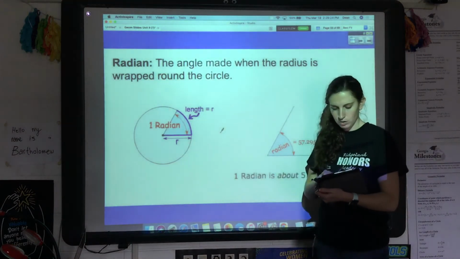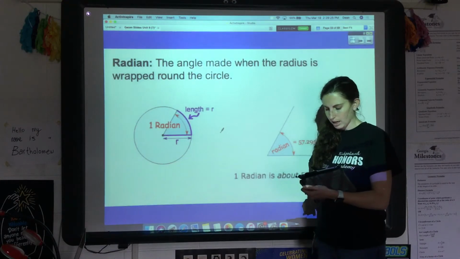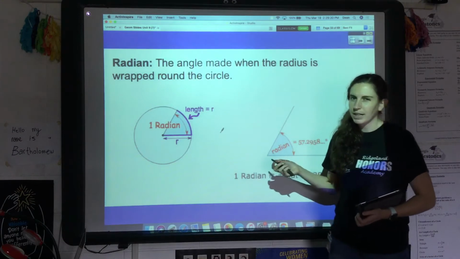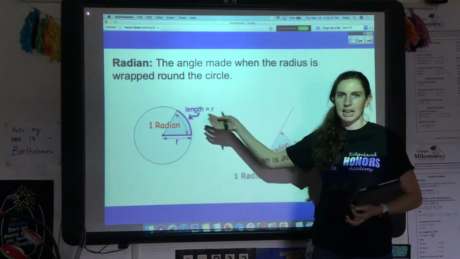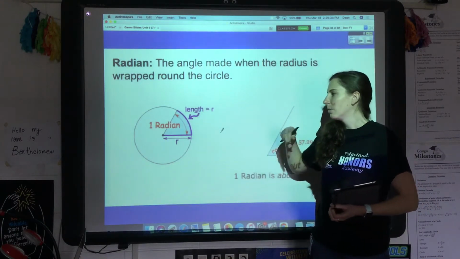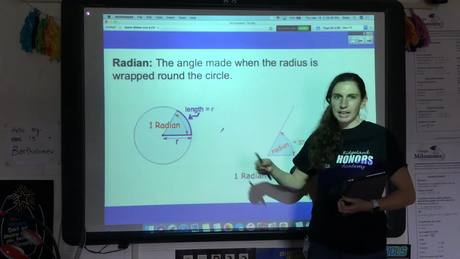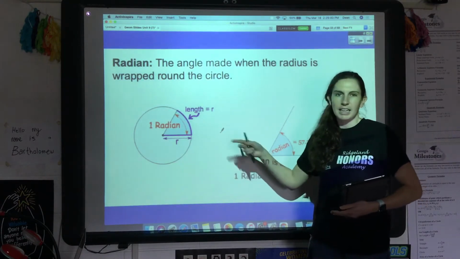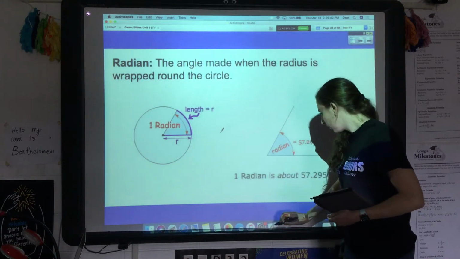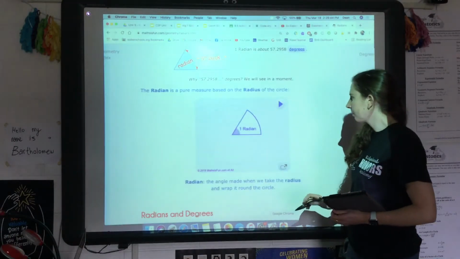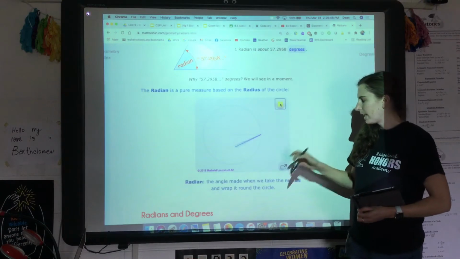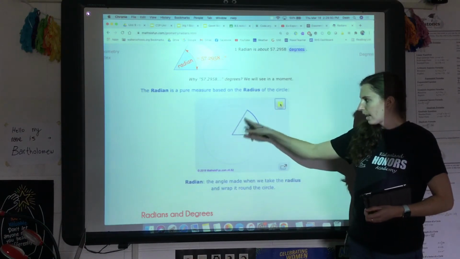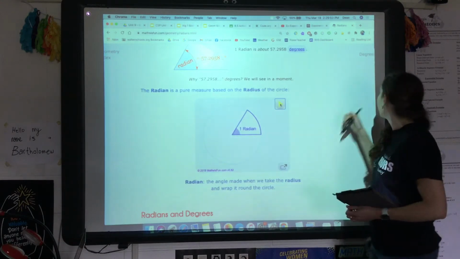So just to be clear here, you can use either. It's like measuring with the metric system versus our standard system. You can do inches or centimeters. It's pretty much the same thing here, just with angles. Let me show you a little demo of this. So here's 1 radian. Again, just pick up the radius and lay it across the circle. The angle that it creates is 1 radian.